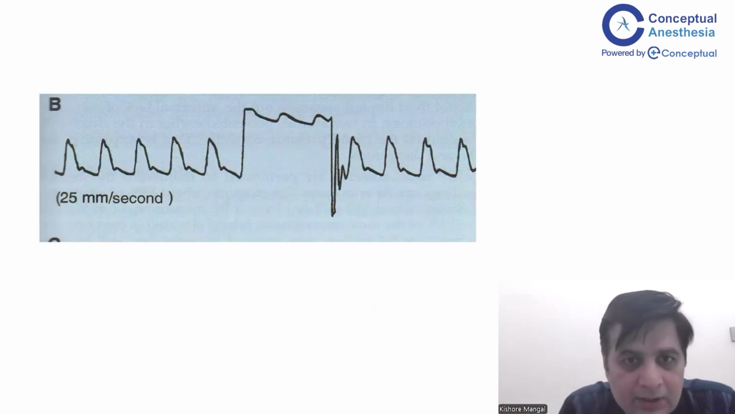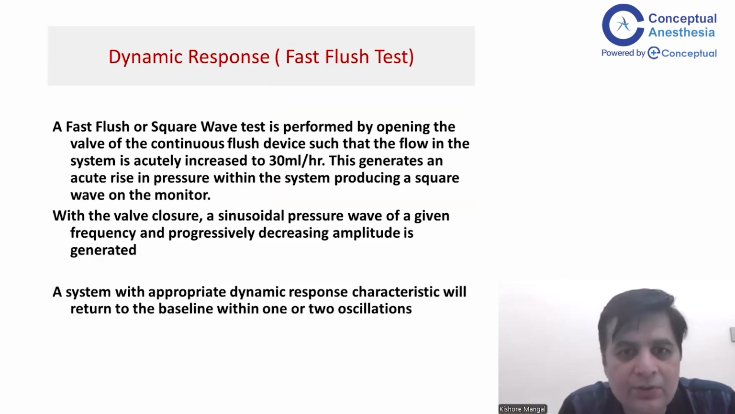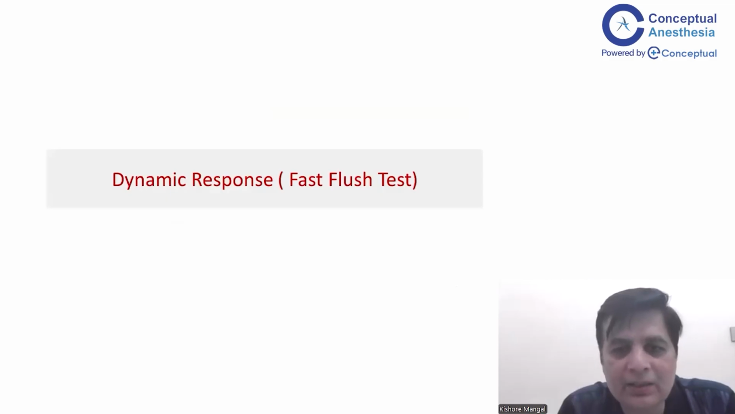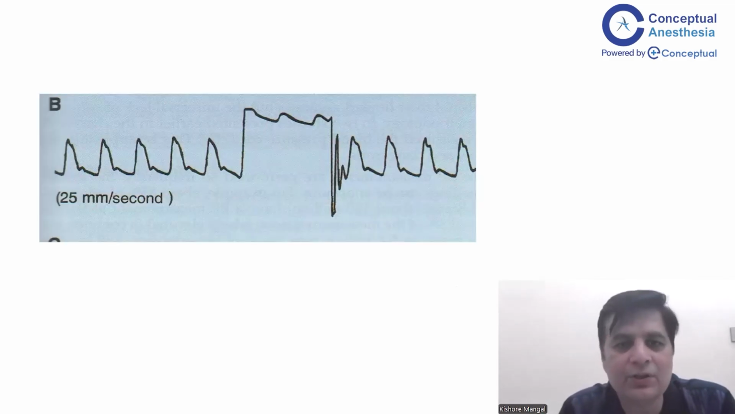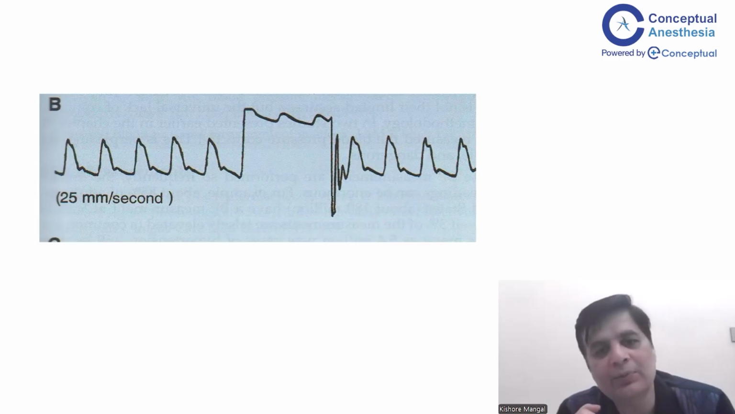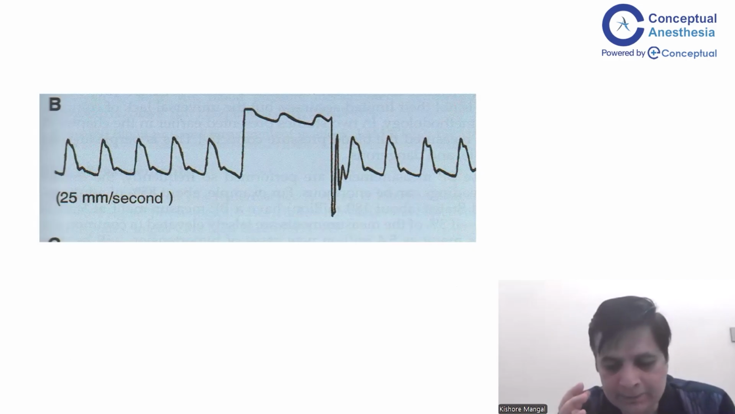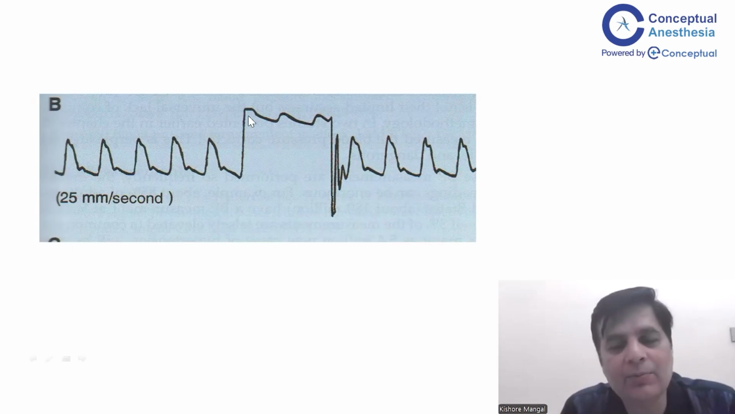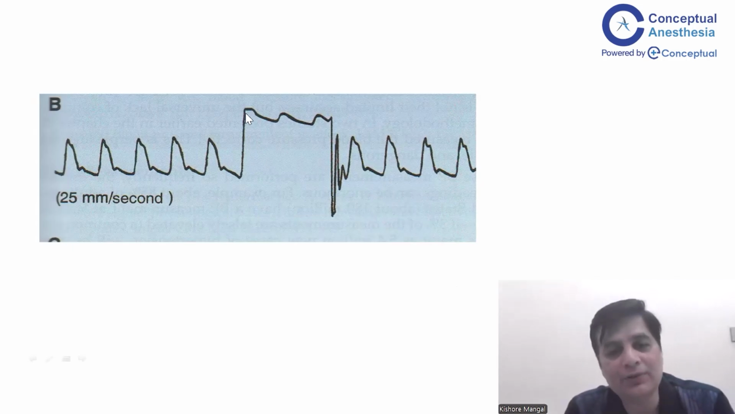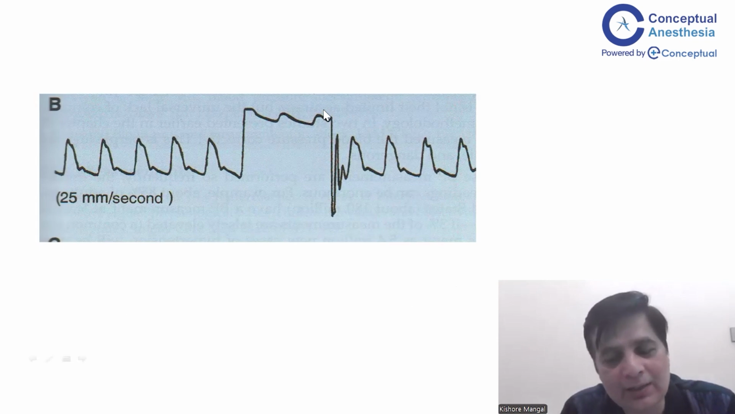Since the question has come, we'll go for the dynamic response, which is the fast flush test, and this is what is happening. This is the arterial waveform. Once we put a pressure bag and do a fast flush test, we are applying the pressure of the bag, around 250 to 300, and this high pressure will flush the whole system. Then we release the fast flush and it will cause a little ringing in the system.